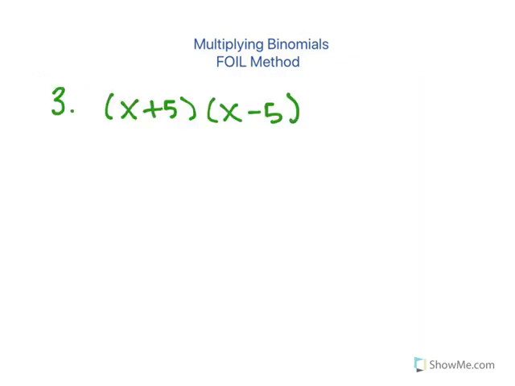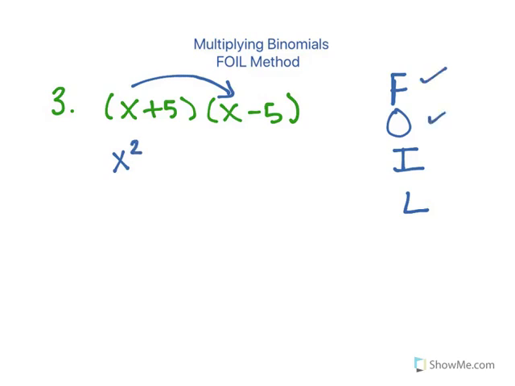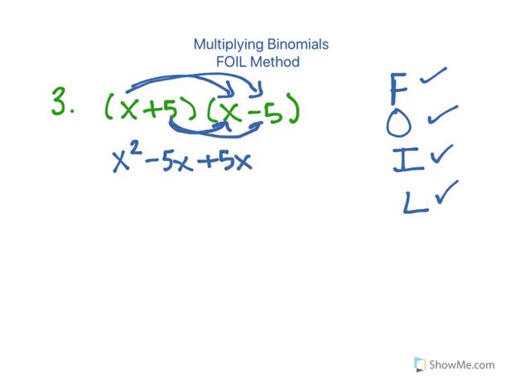All right, so let's look at a couple special cases. Here, just following those same steps of FOIL. So the first terms, x times x, is simply x squared. The outer terms, x times negative 5, so negative 5x. The inner terms, positive 5 times x is positive 5x. And the last terms, 5 times negative 5 is negative 25.